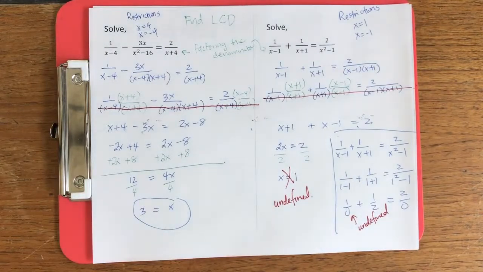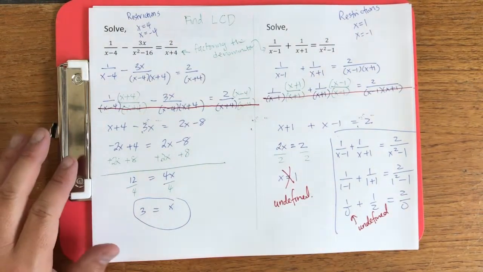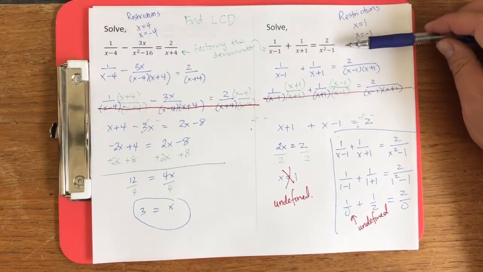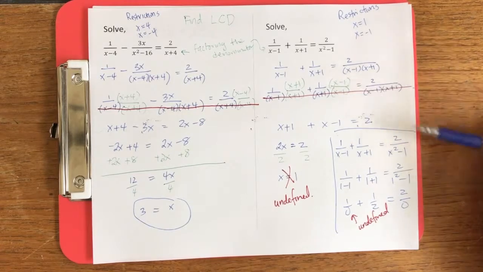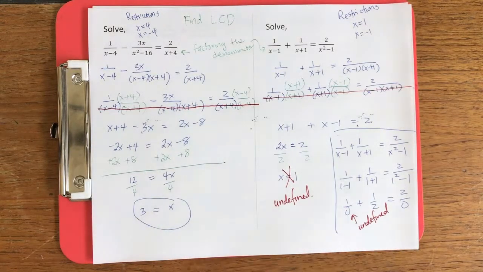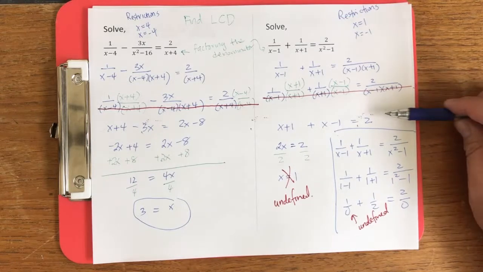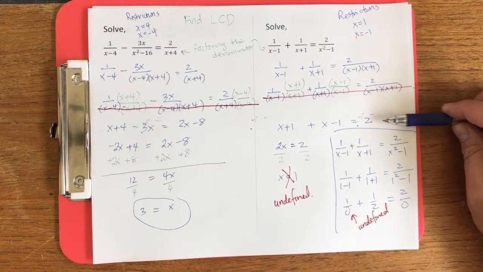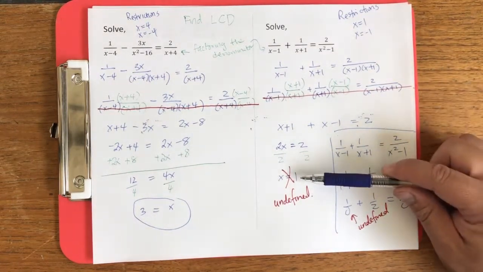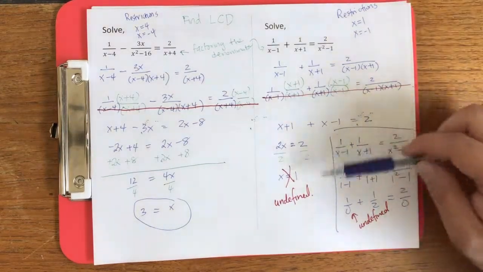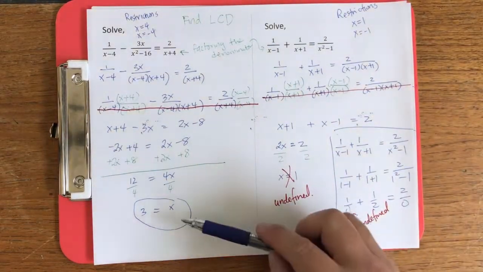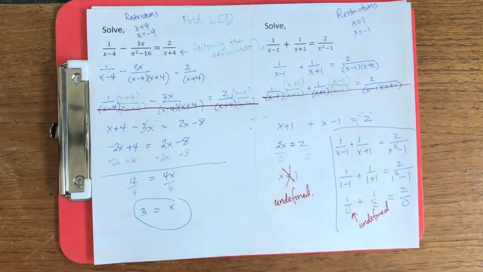Okay, so let's review. When you have a rational equation, what you want to do is factor the denominators, add the missing factors so you have a common denominator, and then cross out the common denominator. Then you'll solve whatever's left in the numerators. Once you find out what your answer is, compare it to the restrictions. If it matches the restrictions, cross it out, it's a bad answer. If your answer does not match the restrictions, then that is a valid answer.